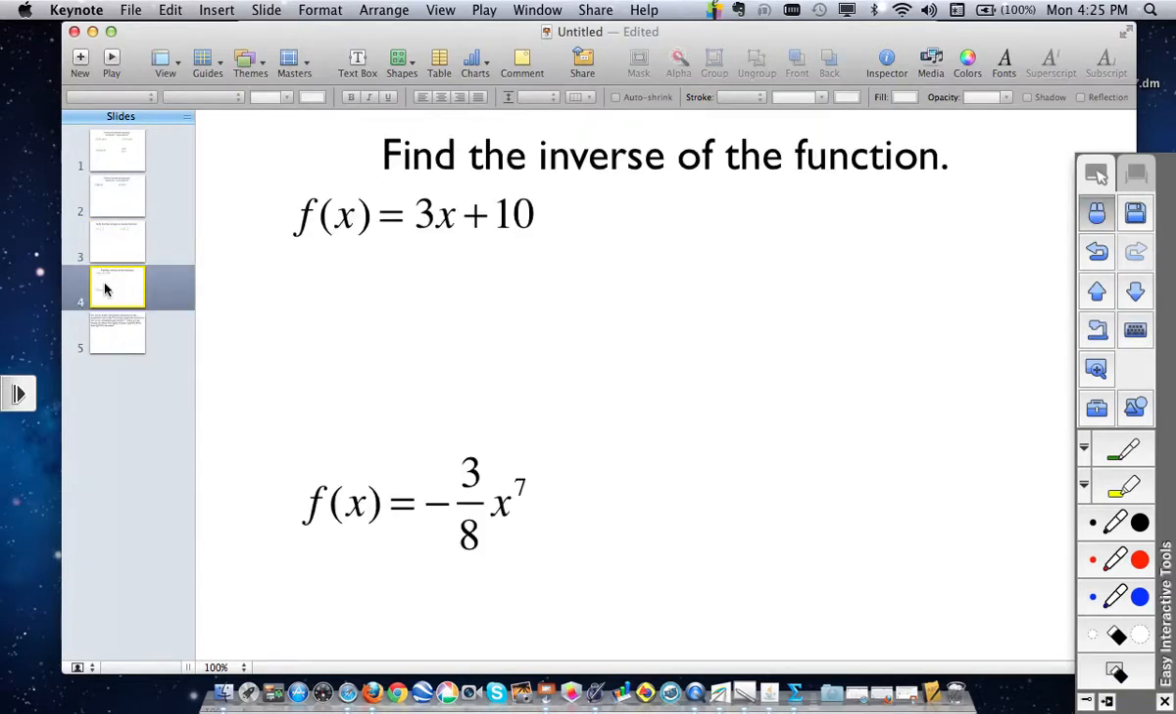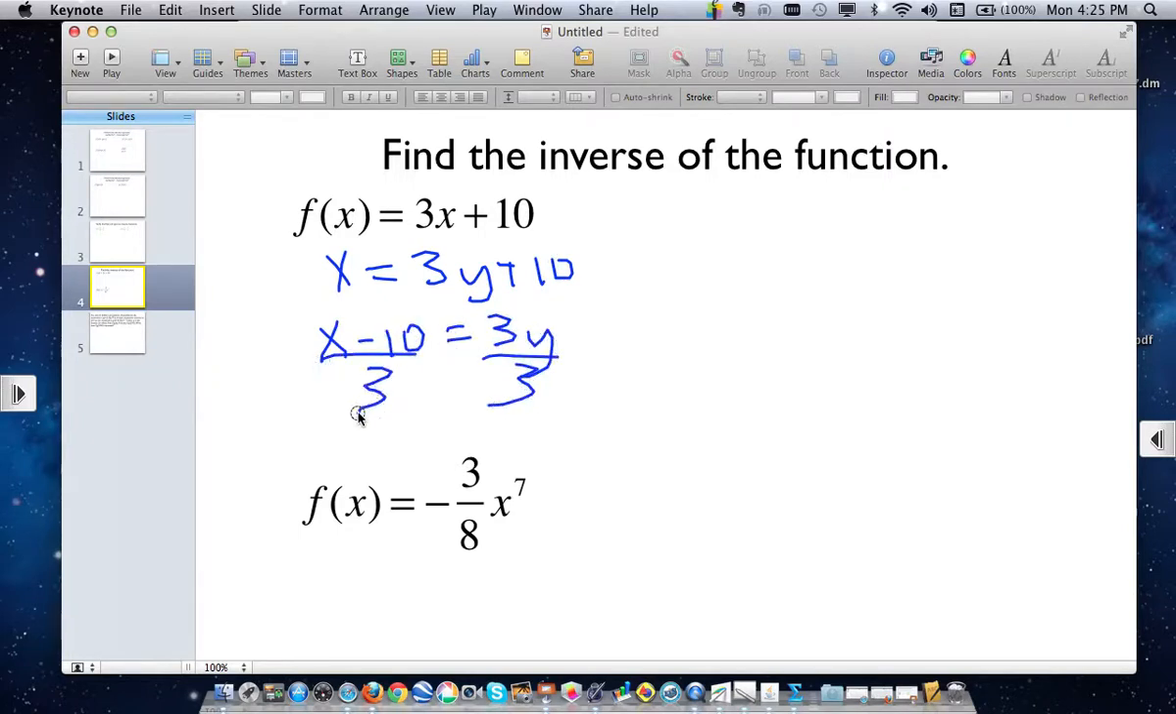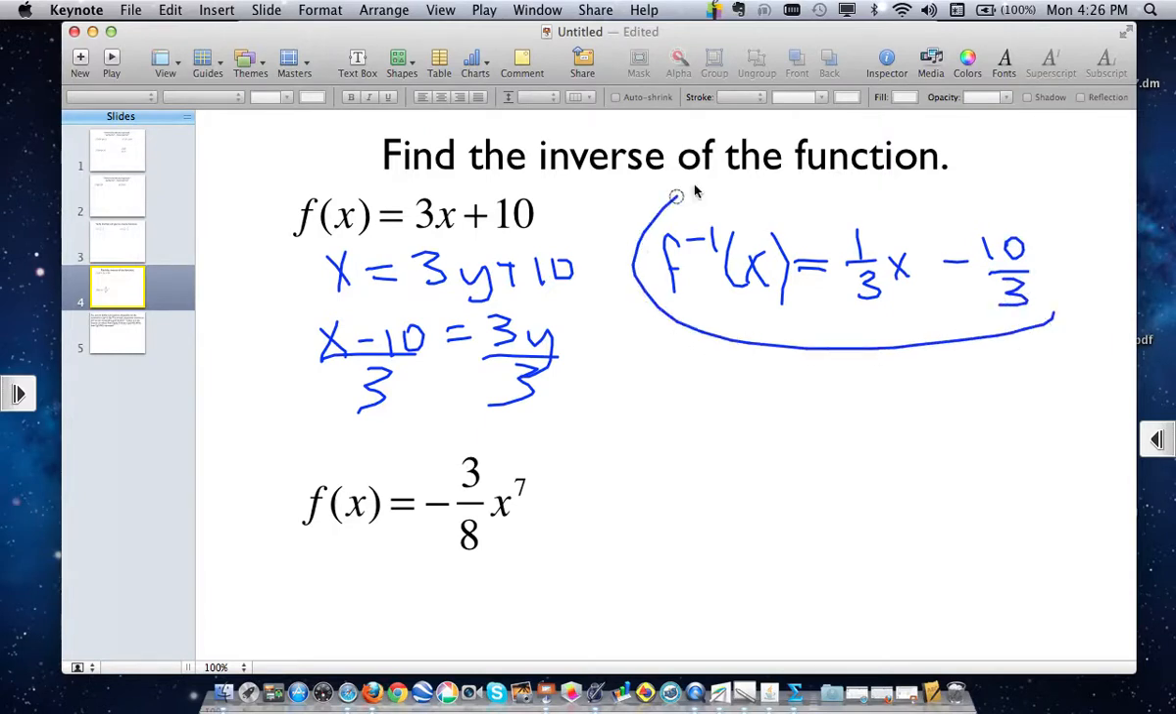Alright, for questions 8 and 9, just define the inverse, very simple. Go through the process of flipping your x and your y. So x equals 3y plus 10, subtract 10, divide by 3. Inverse notation. Now here, if you said x minus 10 over 3, that's fine, but really what I was looking for is 1/3 x minus 10 over 3. So this is the better answer.